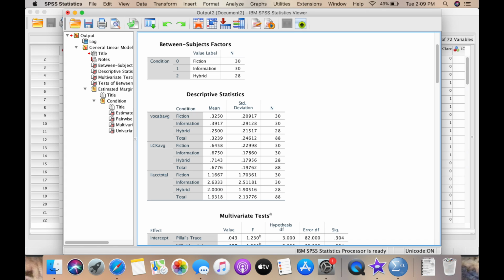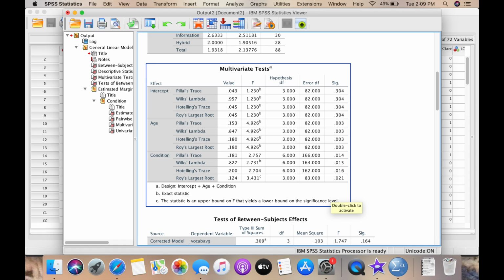So the first thing I see is the descriptive statistics. And the first thing I look at are, again, the means and standard deviations, this time for each dependent variable, but broken down by the independent variable, which condition the students were in. And this is going to be really important when I'm displaying my data later on. Okay, now we get to the good stuff.